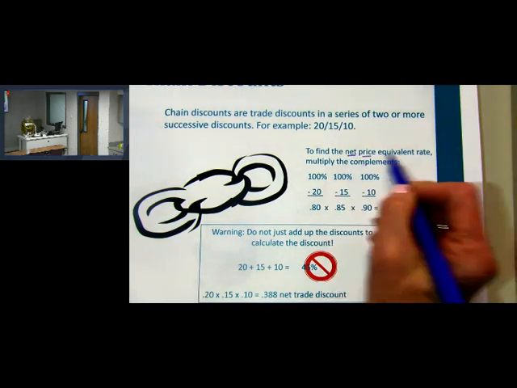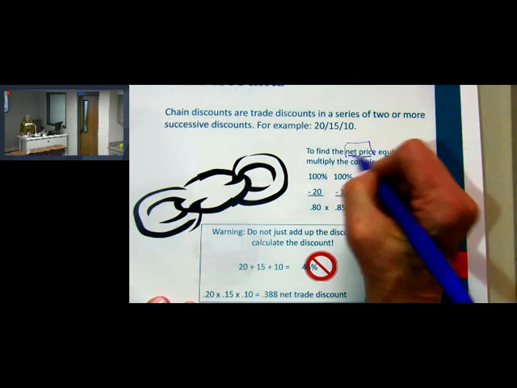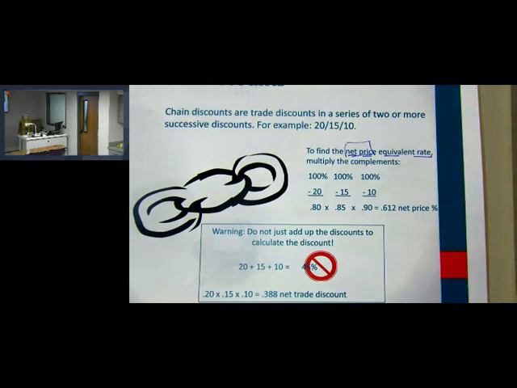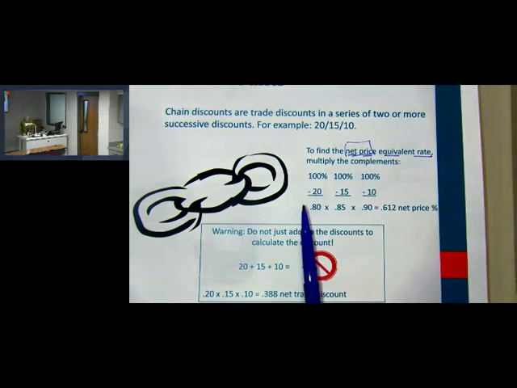It's called net price equivalent rate. In other words, what is the net price that a buyer would have to pay if they were given a series of discounts like 20, 15, and 10? So we have a new rate for this chain discount that represents, again, the net price. To figure the net price rate, all you have to do is take the complement of each discount, take the complement of each series of discounts.